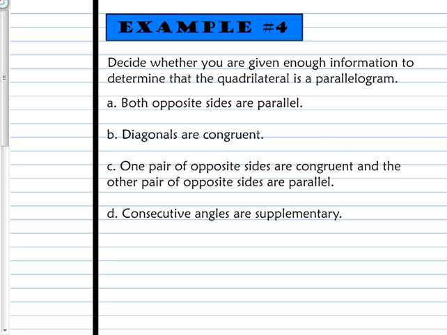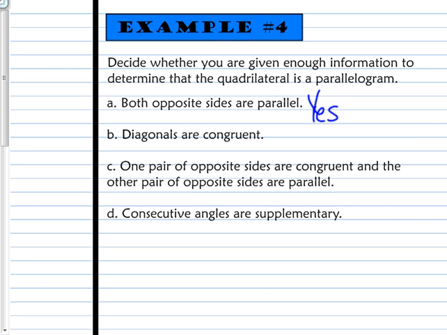Decide whether you are given enough information to determine that the quadrilateral is a parallelogram. So we're going to say yes or no. Is this enough information? If both pairs of opposite sides are parallel, is that enough? Well, yes it is. That's actually the definition of a parallelogram. Both pairs of opposite sides are parallel.